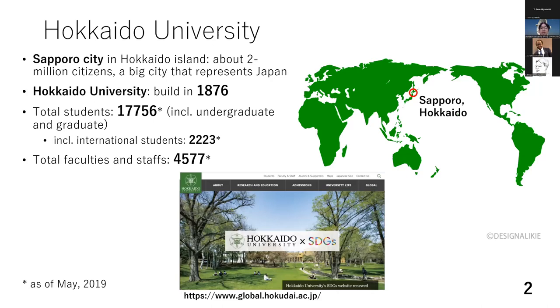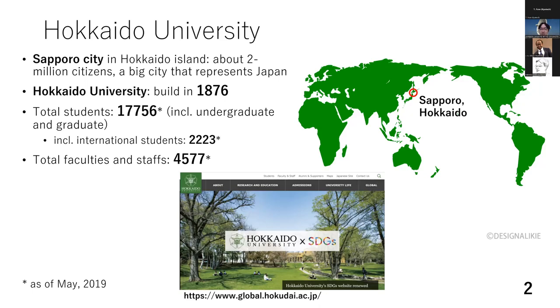Hokkaido University is located at Sapporo City on Hokkaido Island. There are about 2 million citizens. It is a big city, representing Japan. This university was originally built in 1876, so we have more than 100 years of history. Total students are more than 15,000, including graduate students. And the international students among them are more than 2,000, so it is more than 10%. Total faculty and staff are more than 4,500. So this university is a very large area in one location.